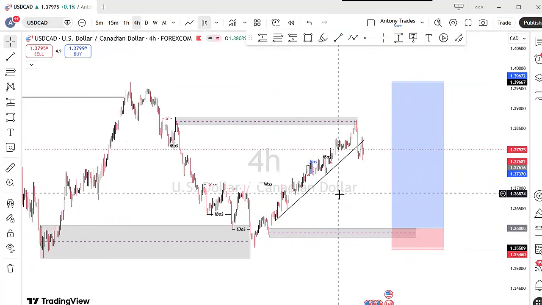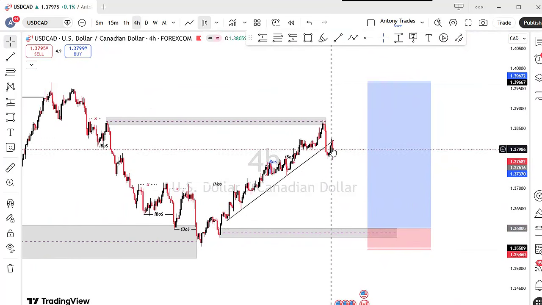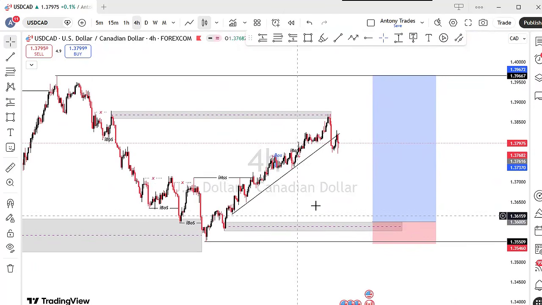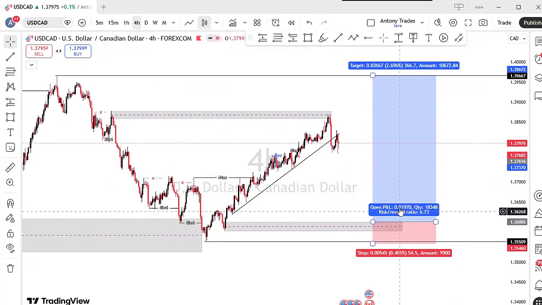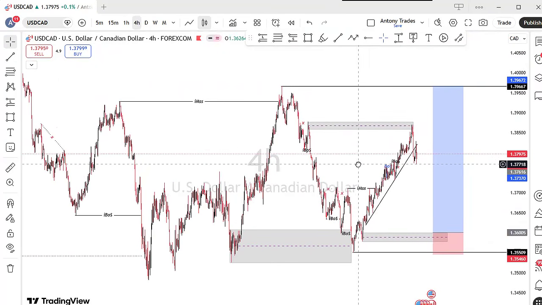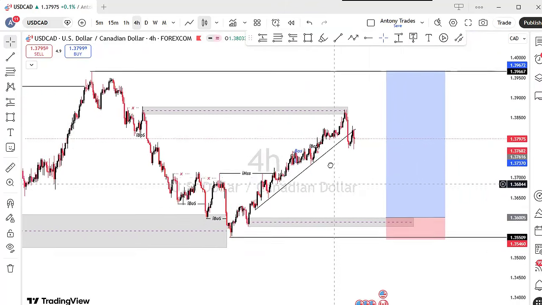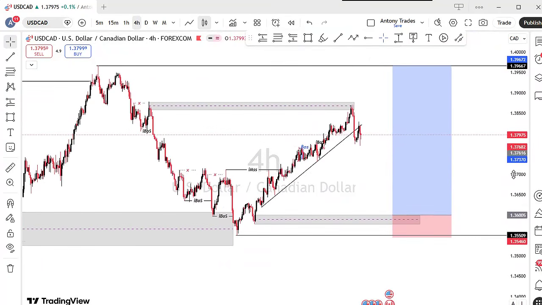Okay. So now tell me, if I can wait for this setup for like 3 weeks, and now it plays out my way, and I get 1:6, is it not worth waiting? It's worth waiting, guys. Okay. So you're going to have to have patience.